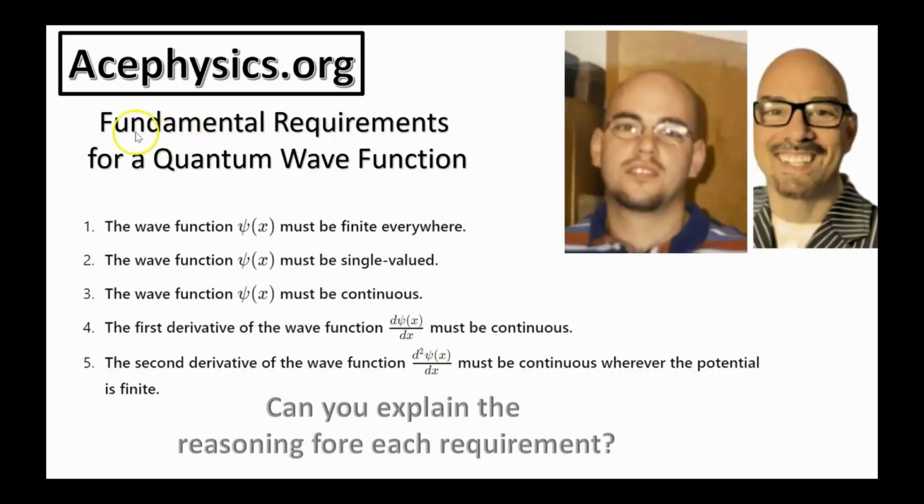On this slide, I provide the 5 fundamental requirements for a quantum wave function. The wave function must be finite everywhere. The wave function psi must be single valued. The wave function psi must be continuous. The first derivative of the wave function must be continuous, and the second derivative of the wave function must be continuous whenever the potential is finite. Can you explain the reasoning for each requirement? You may want to pause the video and think about it and check if your reasoning agrees with my answers, which I'll provide on the next slide.